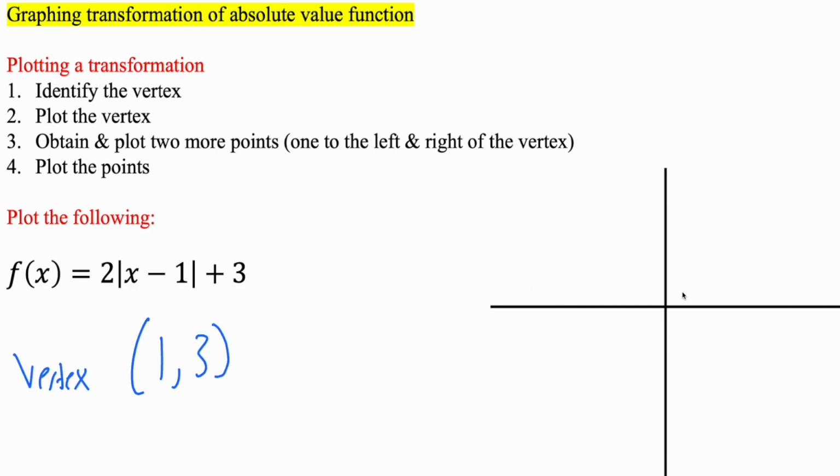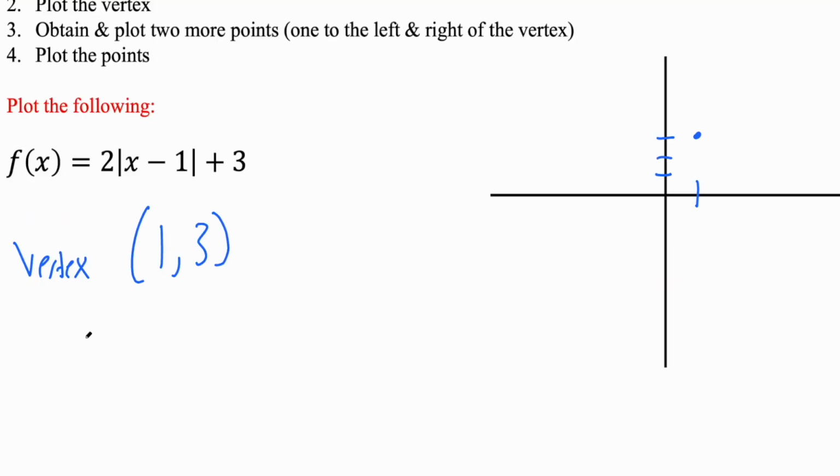And so now we can plot it. So I'm going to go right 1 and then up 3. 1, 2, 3. We can put a dot. This right here is our vertex. Now we can obtain and plot 2 more points. 1 to the left and 1 to the right.